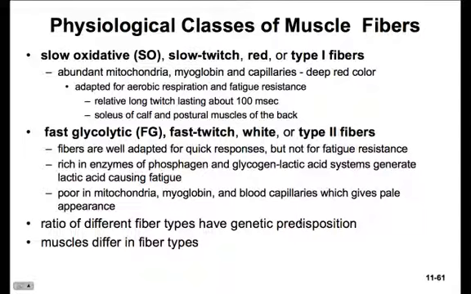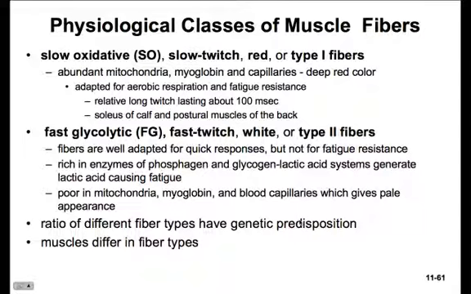They're red fibers because they're abundant with mitochondria and myoglobin as well as capillaries. Because they're adapted for aerobic respiration, they're very fatigue resistant. They have relatively long twitches lasting about 100 milliseconds. The soleus of the calf and other postural muscles in the back are great examples of slow oxidative fibers.